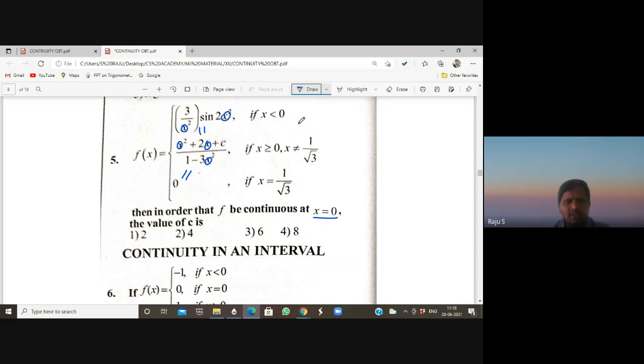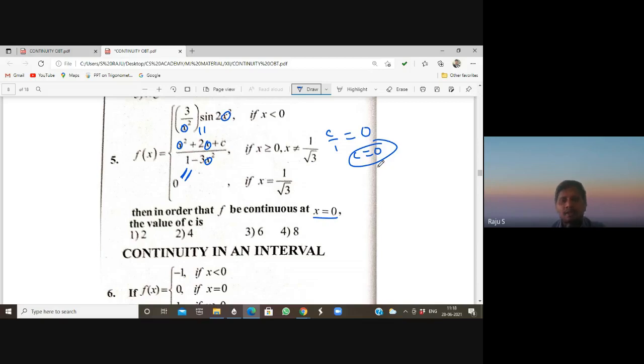Since LHL equals RHL, what value are we going to get? If I equate these two, directly 0 and 0, so c by 1 is equal to 0. So c is equal to 0. But c equal to 0 is one of the correct answers, and they did not give it as an option.